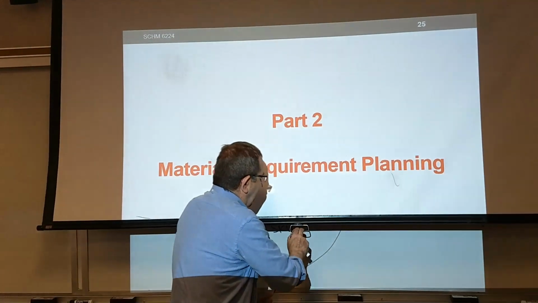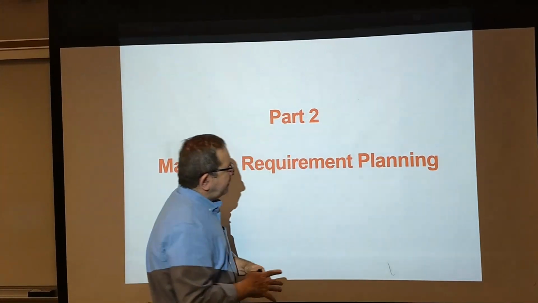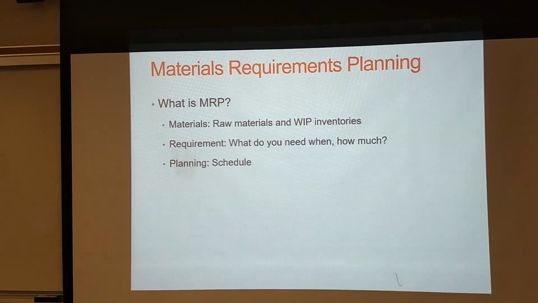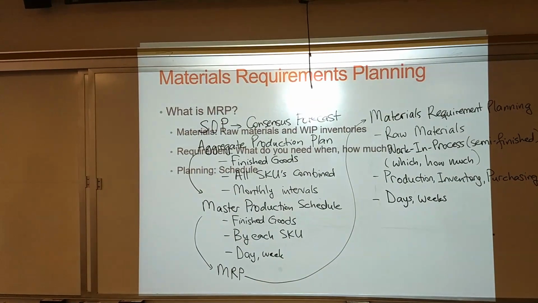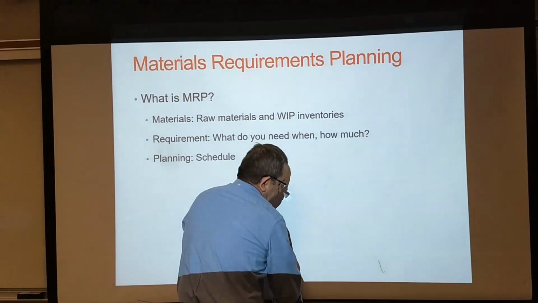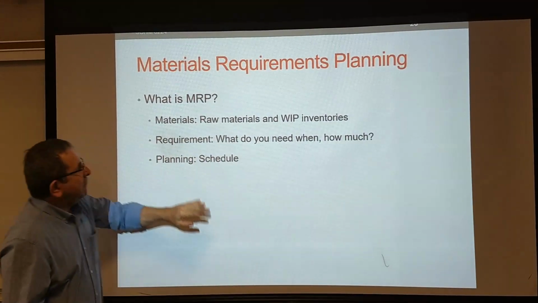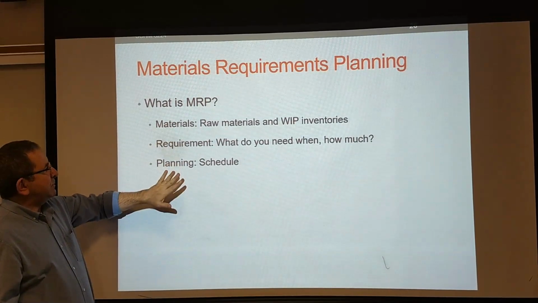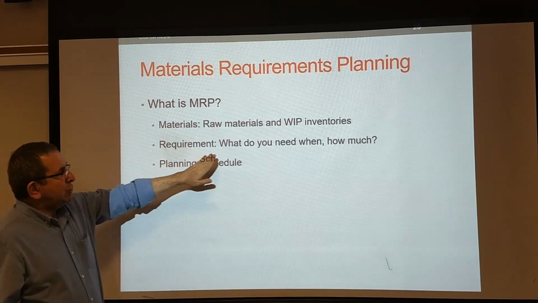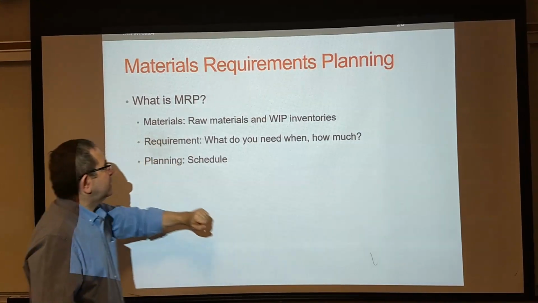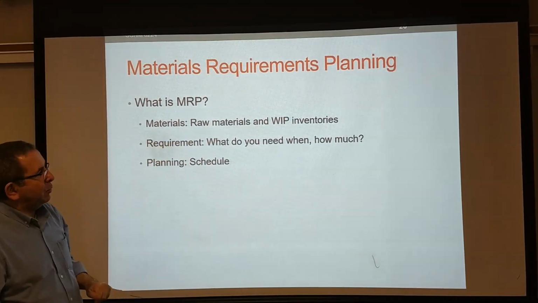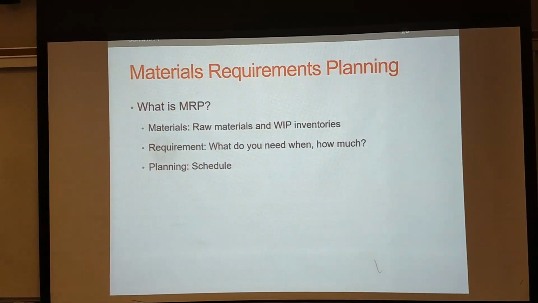All right, so how does MRP work? So let's look at this. MRP is basically a schedule that tells you what you need, when, and how much. And when we're talking about what, it refers to raw materials and work in process inventories.